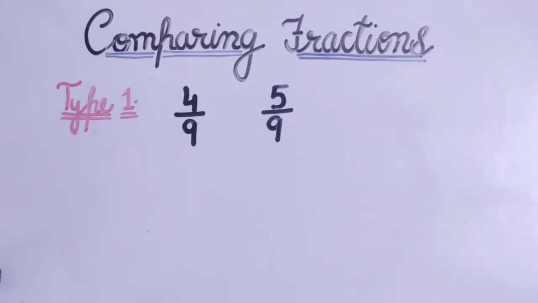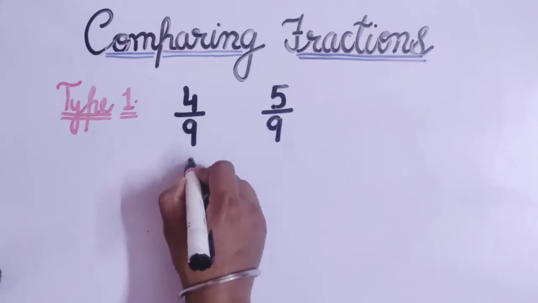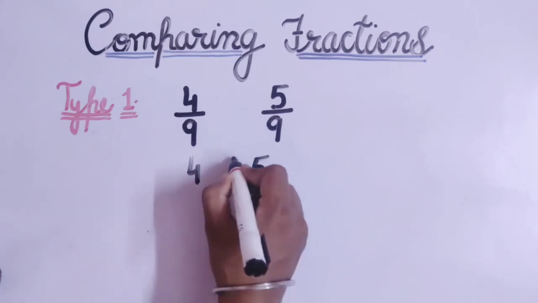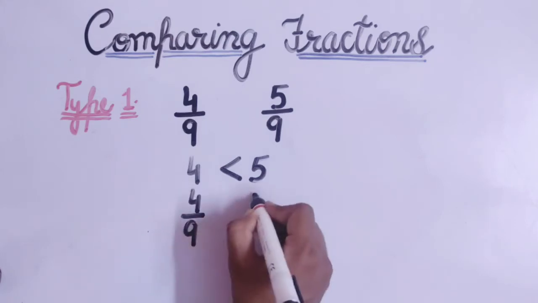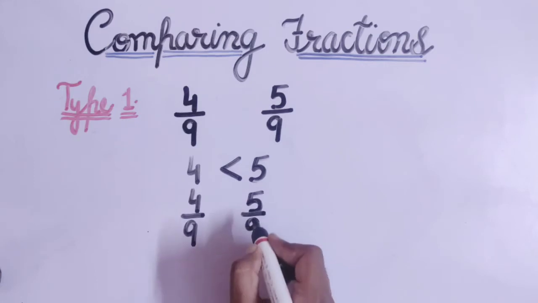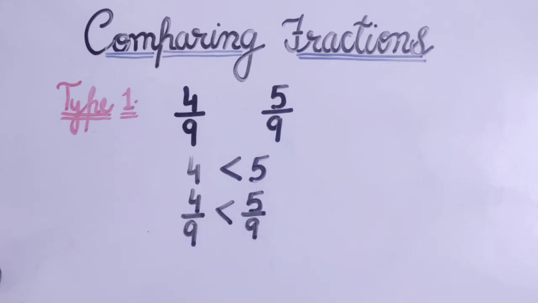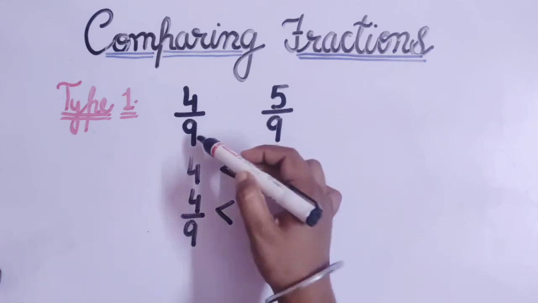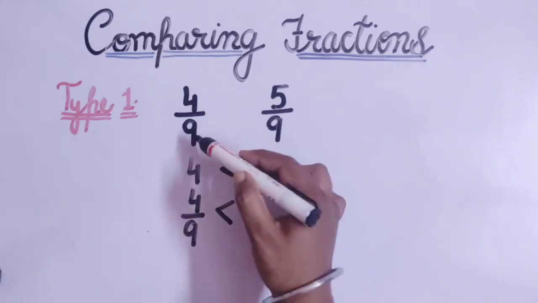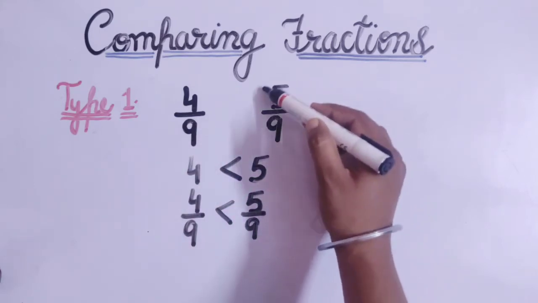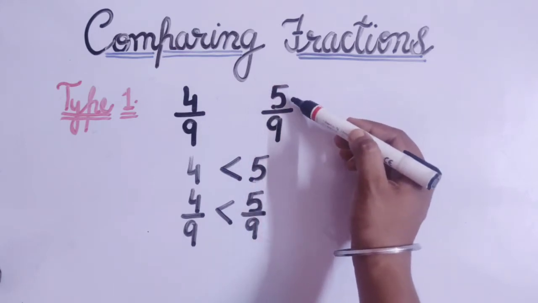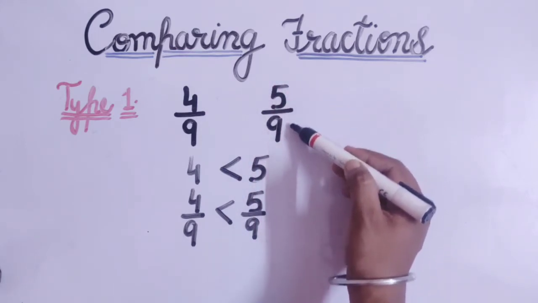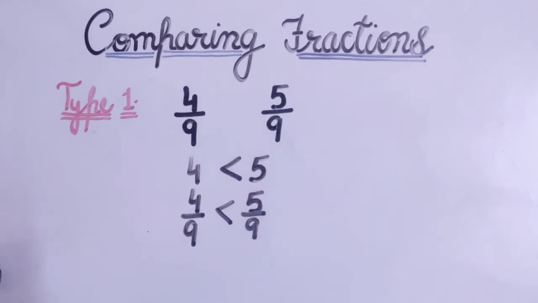See here, we compare the numerators 4 and 5. 5 is greater, so I can say that 5 by 9 is greater than 4 by 9. This first type is very easy. We just have to check whether the denominators are the same or not. If the denominators are the same, then the fraction with the greater numerator is the greater fraction.